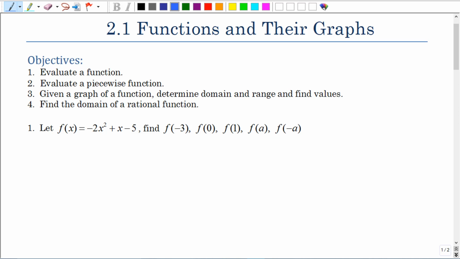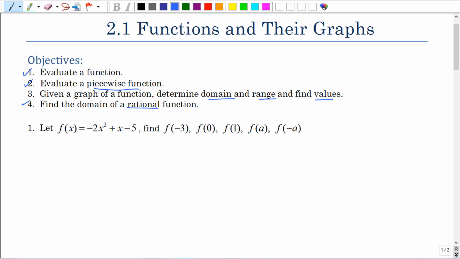Starting in Chapter 2, we're just going to review some concepts from college algebra. We're going to remember how to evaluate a function, evaluate a piecewise function. We're going to look at the graph of a function and find the domain and range and answer some other questions. And then finding the domain of what was called a rational function.